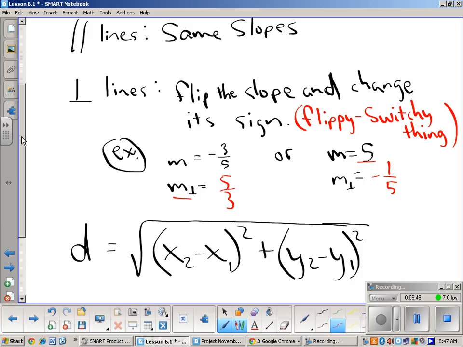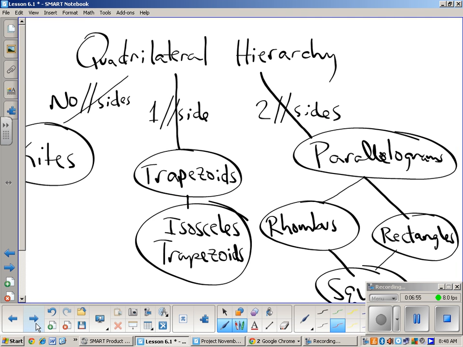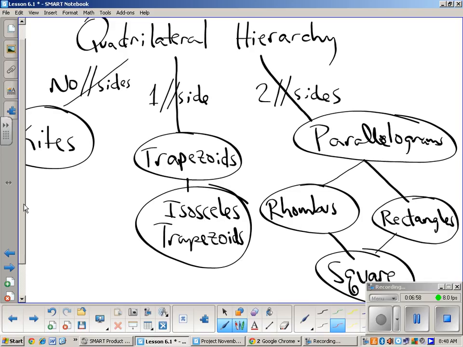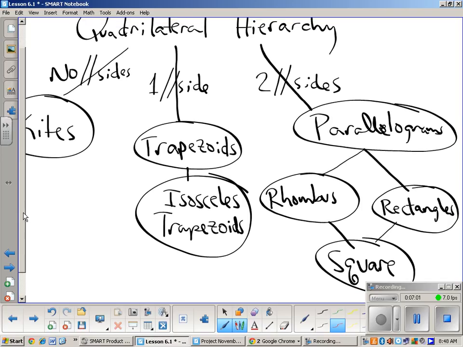Okay, let me pause. You can copy it down. Now this fun-looking thing is called a quadrilateral hierarchy. Now I want you to understand quadrilaterals are broken into 3 types. No parallel lines, 1 pair of parallel lines, and 2 pairs of parallel lines. Okay?